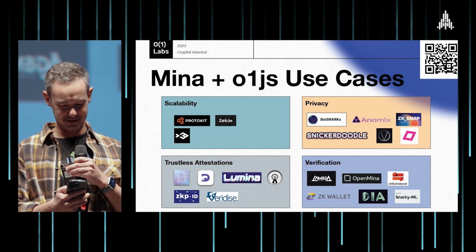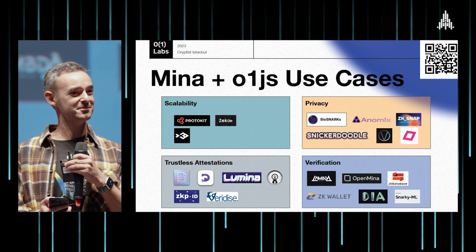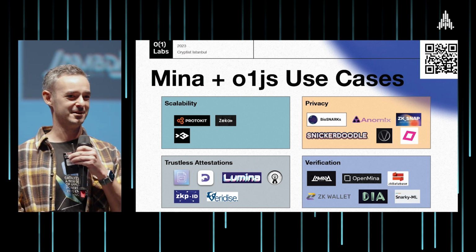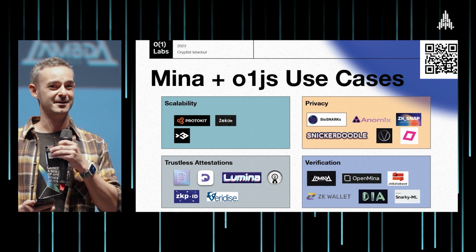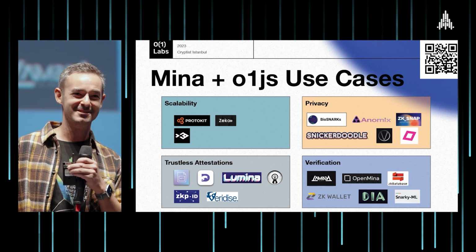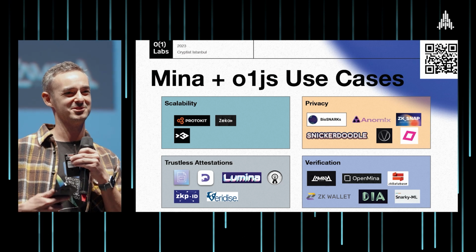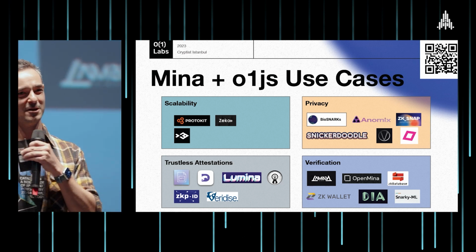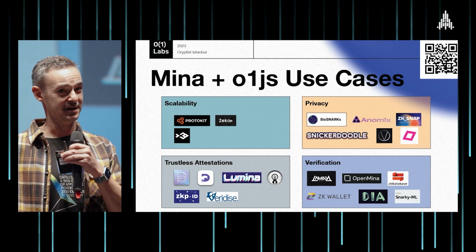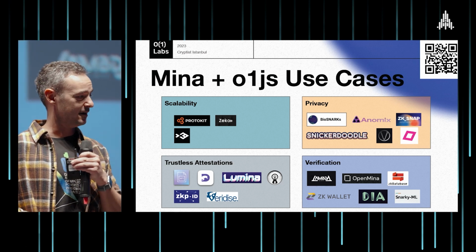ZK database is a database solution that has verifiable calls from that database, so you can prove the types of queries that you're doing from the database, meaning you get a lot more verifiability. Snickerdoodle is private cookies, meaning you can actually share insights about who you are and what you're doing in your browser with ad providers, but in a private way.